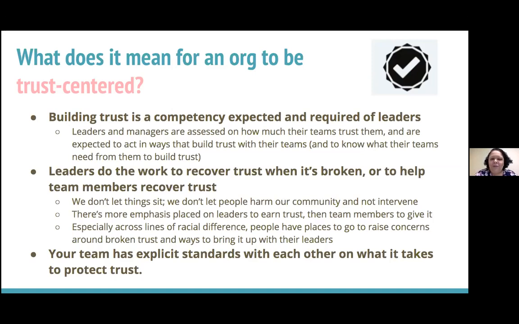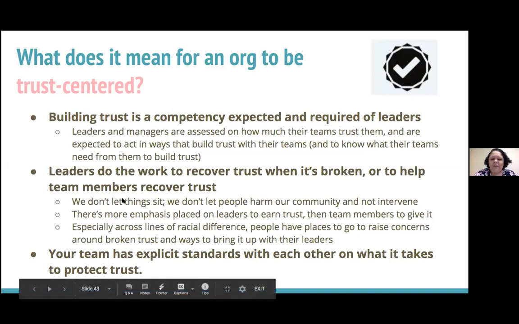2, we've got to do the work to recover trust when it's broken. And we've got to train our team on how to recover trust when they goof it up. And lastly, we have explicit standards with each other on what it takes to protect that trust over time.